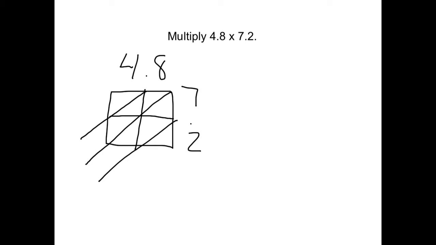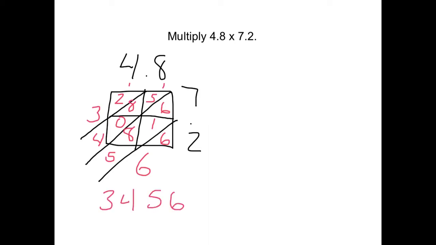Now I go ahead and multiply. 8 times 7 is 56. 8 times 2 is 16. 4 times 7 is 28. 4 times 2 is 8. Now I add along the diagonals. Here's 6, 15, carry the 1, 14, carry the 1, and I have 3. So my answer is 3, 4, 5, 6.